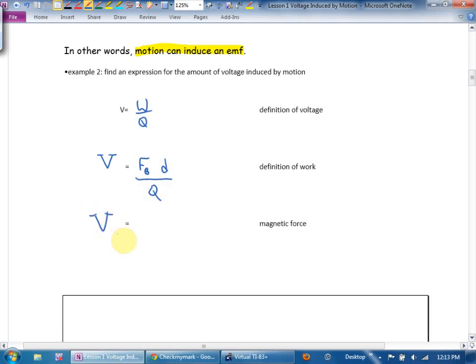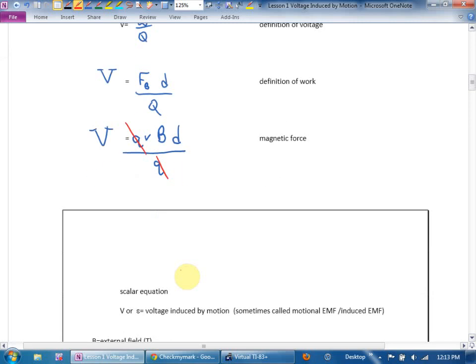What was the magnetic force on a moving charge? The magnetic force on a moving charge was QVB. Oh, and I'll drop the D down, and I'm still dividing by Q. Matt, what do you notice happens with the Qs? They cancel. This is going to give us, by the way, you might want your formula sheet out, the equation for induced voltage.